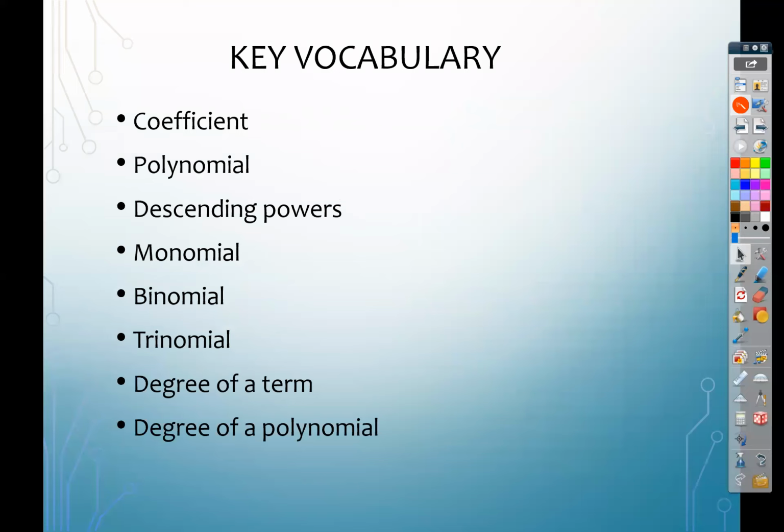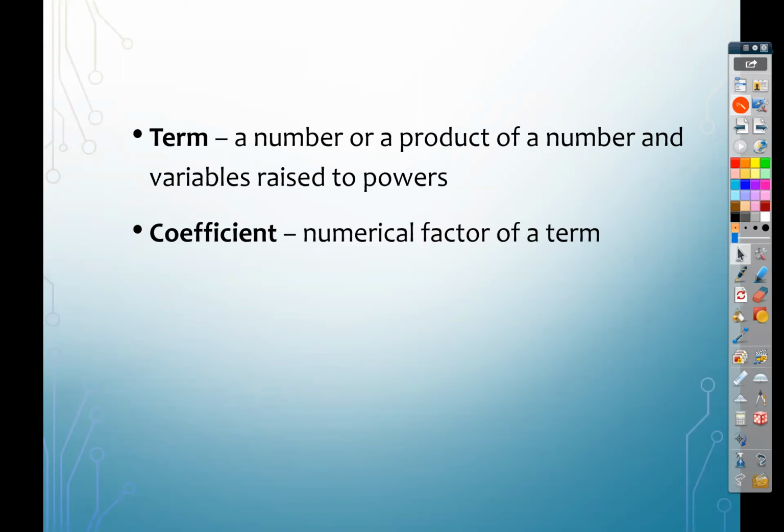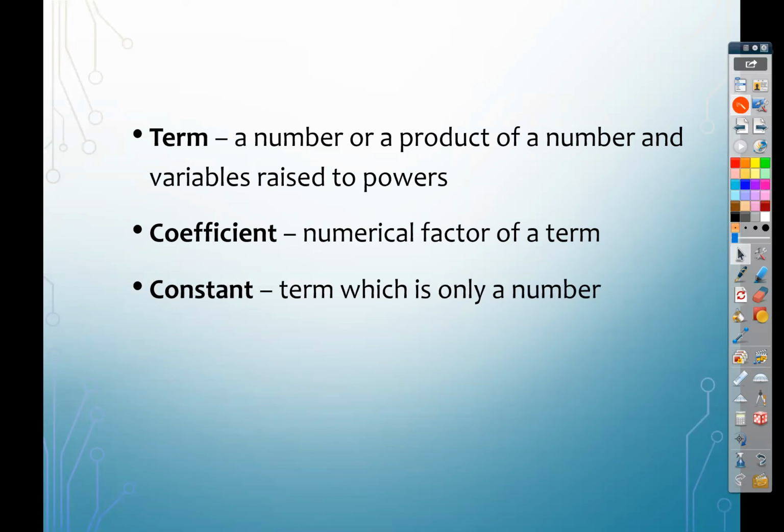So key vocabulary is coefficient, polynomial, descending powers, monomial, binomial, and trinomial, the degree of a term, and the degree of a polynomial. A term is a number or product of a number and variables raised to powers. Coefficient is the numerical factor of a term, so the number in front of a variable. A constant is a term which is only a number, so there are no variables. If it doesn't vary, it's constant.